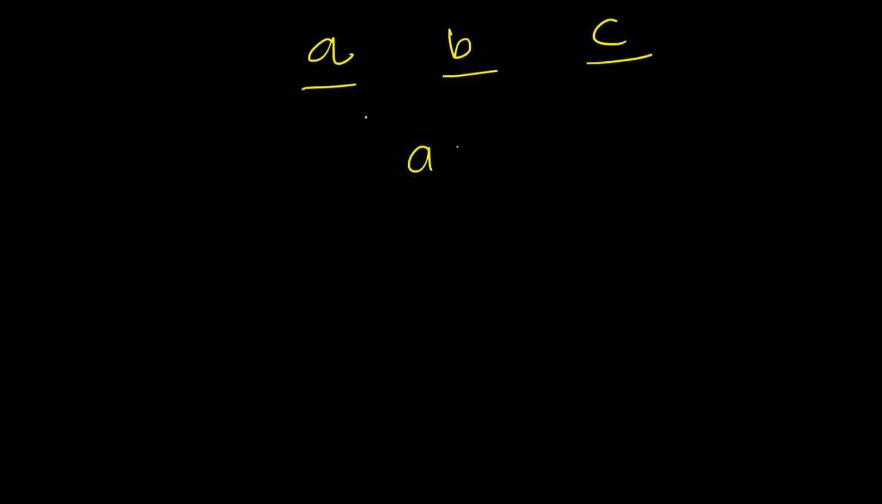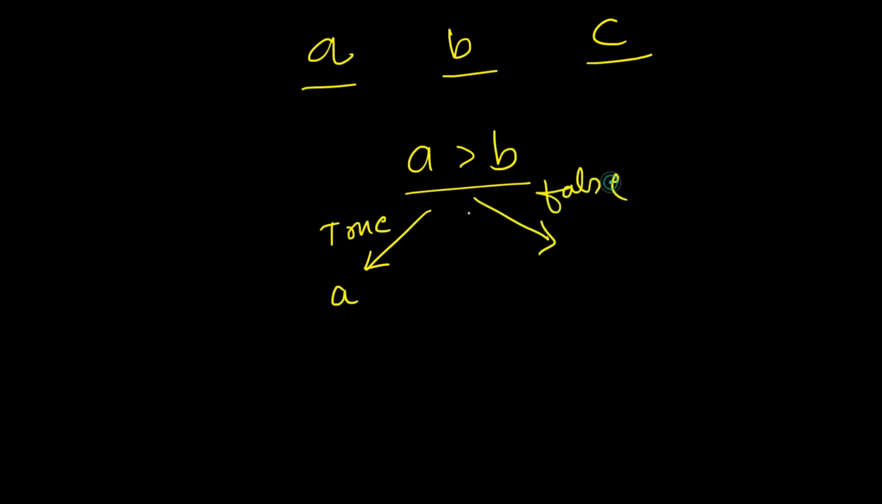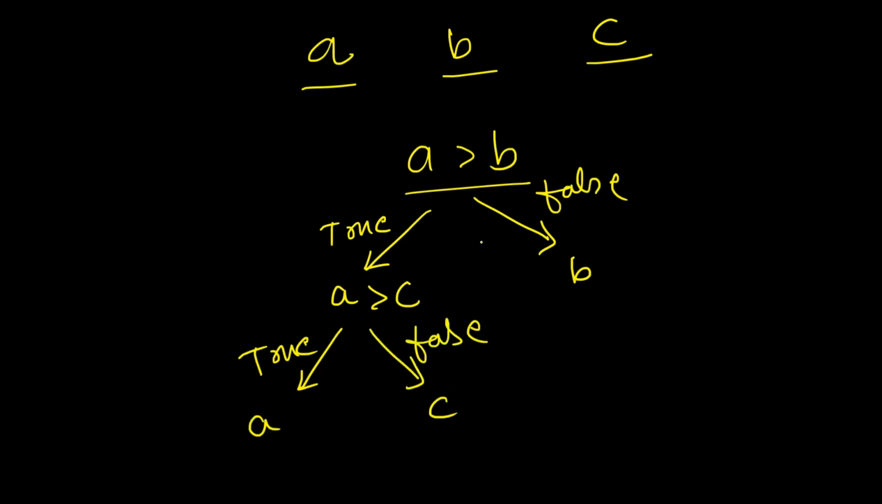So we have to compare 2 numbers first. A is greater than B. If it is true, then which number is maximum? A. If it is false, then which number is maximum? B. Again, we have to compare this A with C. If it is true, then A is maximum. If it is false, then C would be maximum.